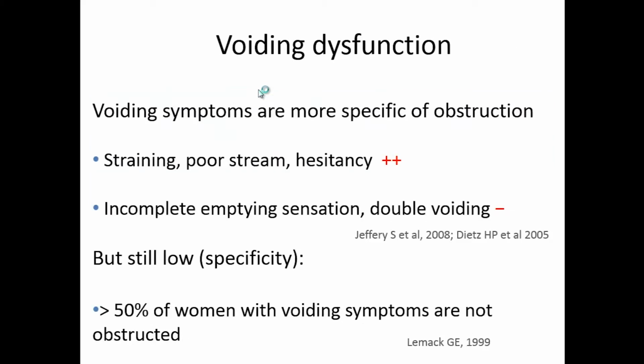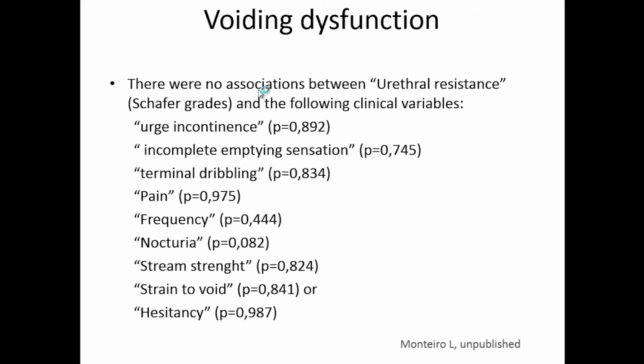Well, but when we talk about voiding dysfunction, it's very important to look, of course, at voiding symptoms. Voiding symptoms are generally more specific of obstruction than the storage symptoms. Mainly straining, poor stream, and hesitancy are more specific than the incomplete emptying sensation and double voiding, which have not proved to be so specific of voiding dysfunction. So, although voiding symptoms are more specific, their specificity is still very low because most of the women who have voiding symptoms are not obstructed. So this is a clinical problem.